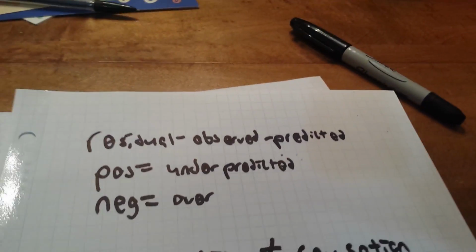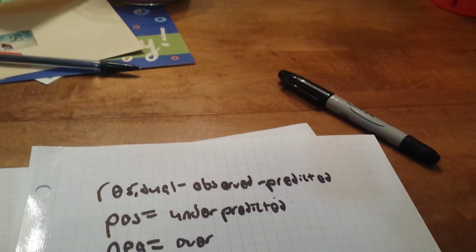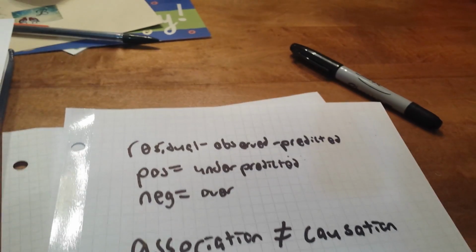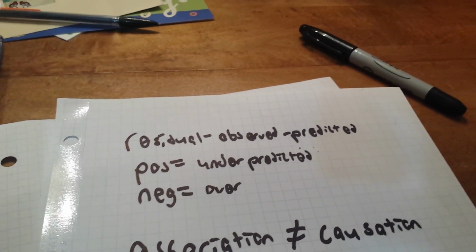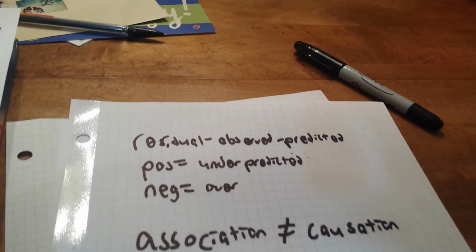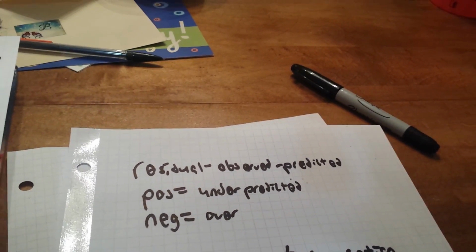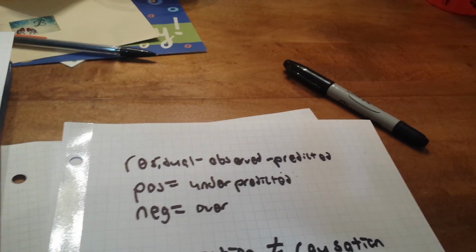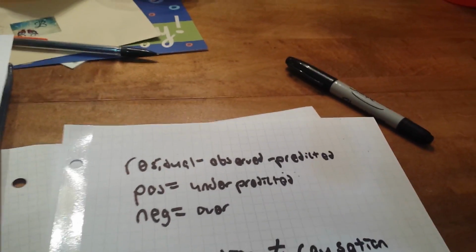A residual is the observed piece of data subtracted from the predicted value that would be given to us by our least squares regression line. A positive residual means that the line under-predicted, and a negative residual means that the line over-predicted.